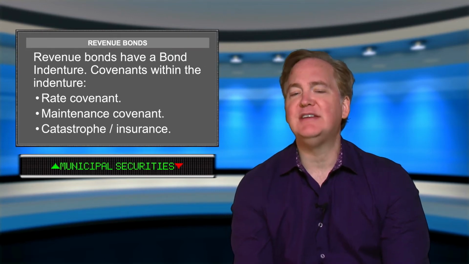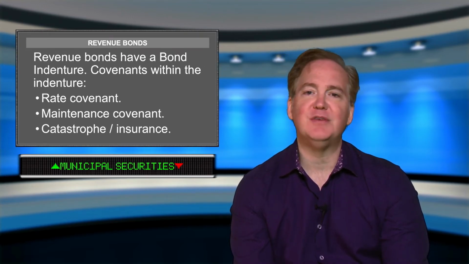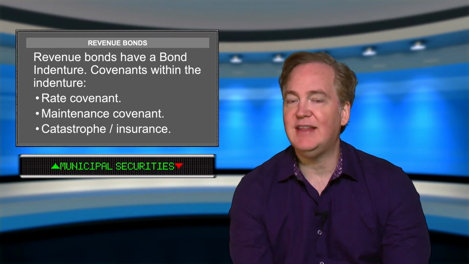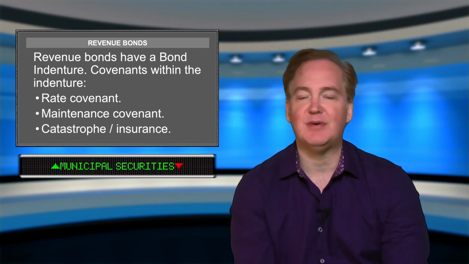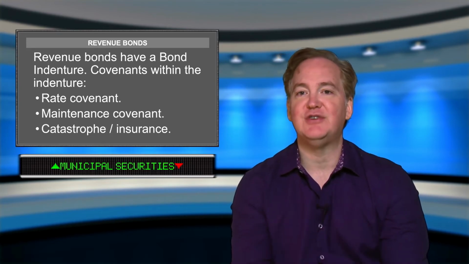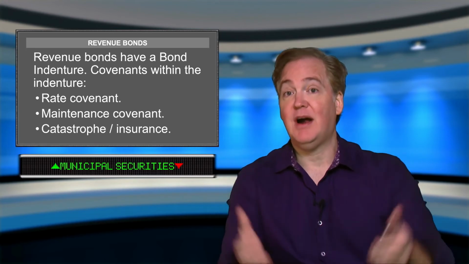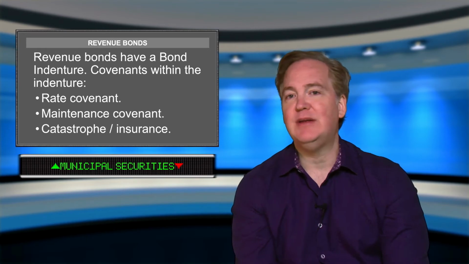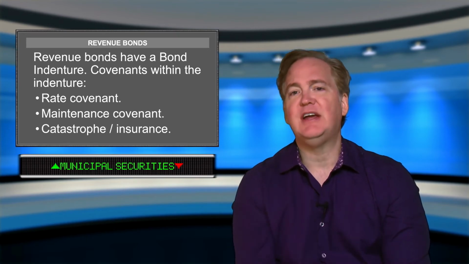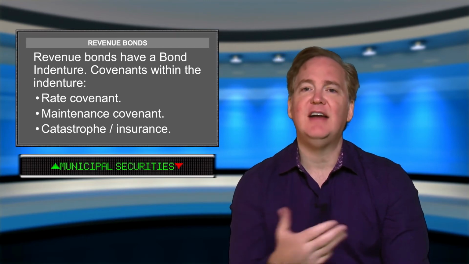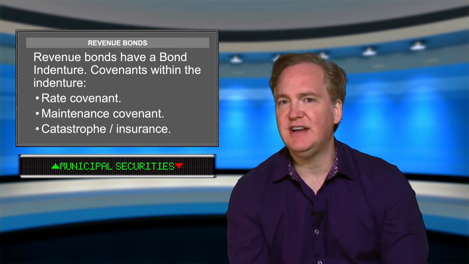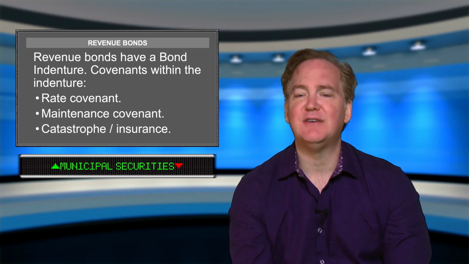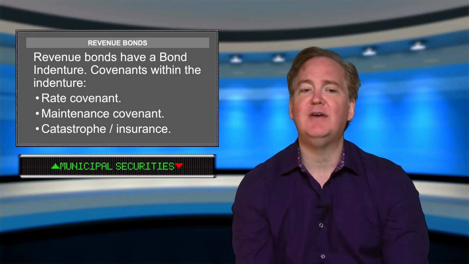When revenue bonds are issued, there are certain promises or covenants that must be included in the bond indenture, and the bond indenture is a promise, it's a contract between the issuer and the bondholders. These are the promises that need to be made. One, they have to have a rate covenant or a rate promise. They promise to keep the user fees high enough so that it can support the facility and the repairs required to maintain it and the debt service required to pay back the bondholders.